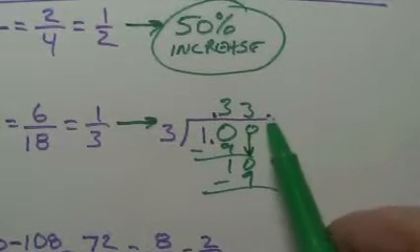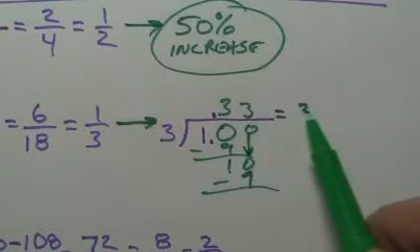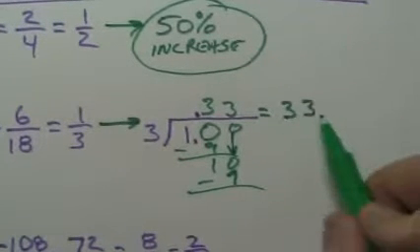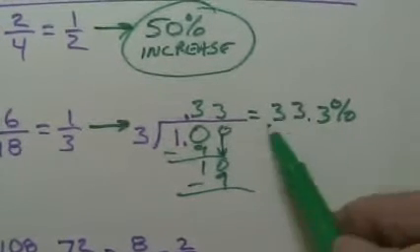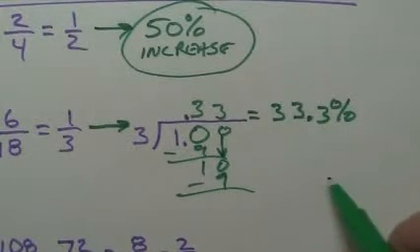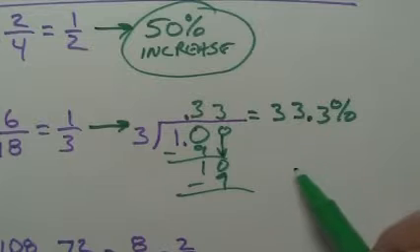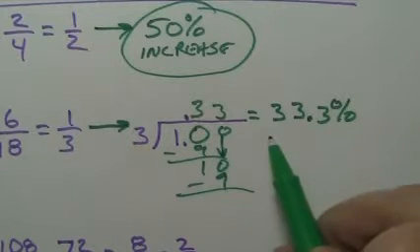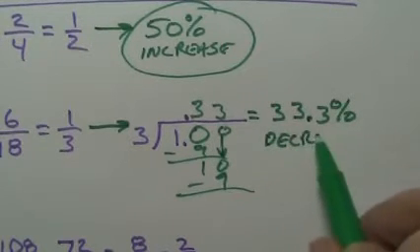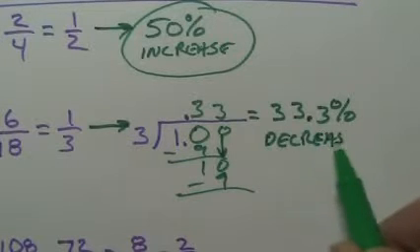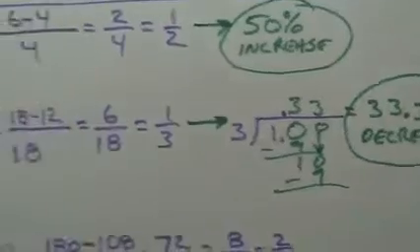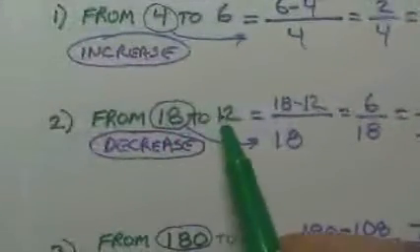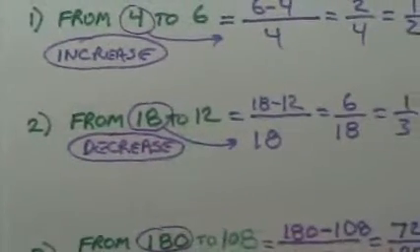So take the decimal to percent. That would be 33. You could say 33.3%, or just 33%. That's fine. And this was what? An increase or a decrease? It was a decrease. So, from 18 to 12, that's a 33.3% decrease.